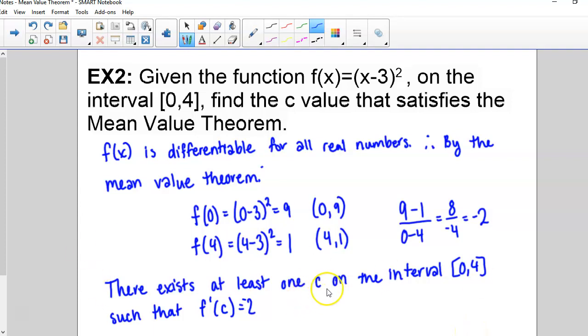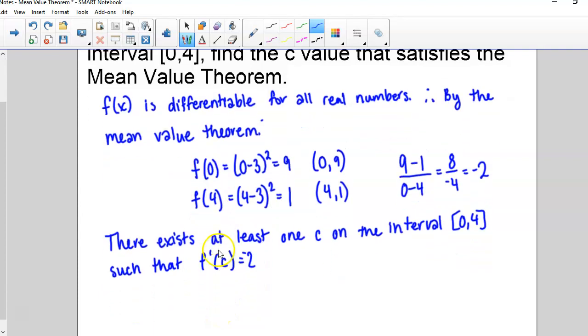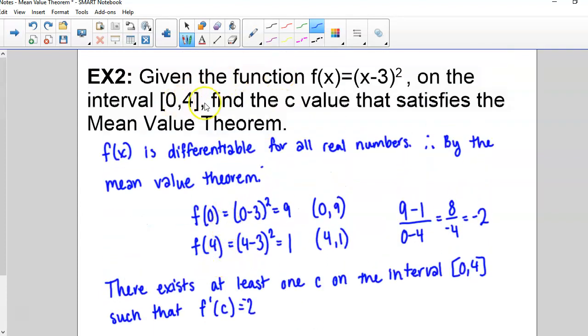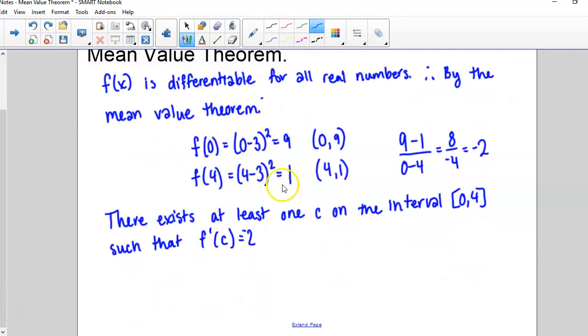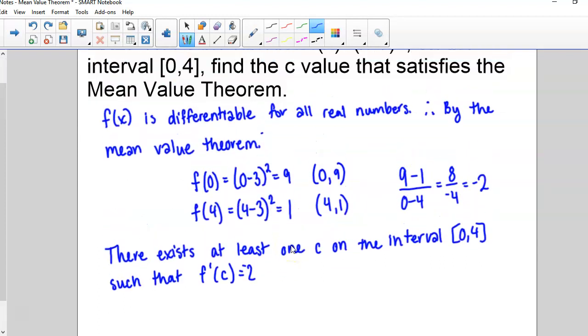So here we're saying there's at least one place on the graph between 0 and 4 where the derivative, or the instantaneous rate of change, equals negative 2. Now, this problem says to find the C value that satisfies the mean value theorem. So what we want to know is where is that C. Where does the derivative equal negative 2? So to do this, we'd have to take the derivative.